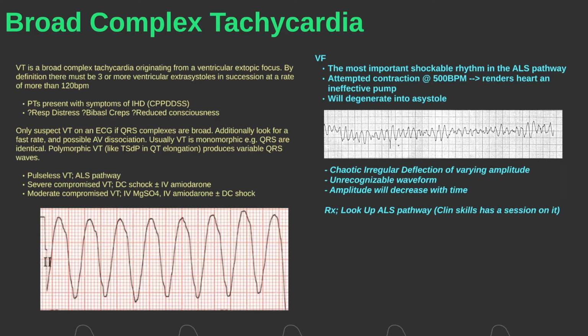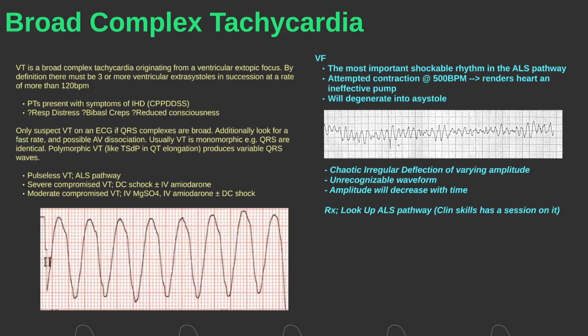VT can be monomorphic or polymorphic. What I mean by this is that in monomorphic VT, QRS complexes will be completely identical, whereas in polymorphic there'll be multiple different isoelectric lines. They'll be very wavy, and polymorphic VT usually occurs due to QT elongation. For example, Torsades de Pointes is an example of a polymorphic VT.